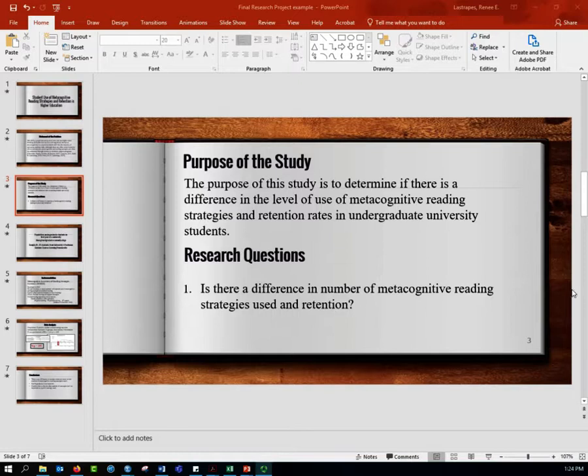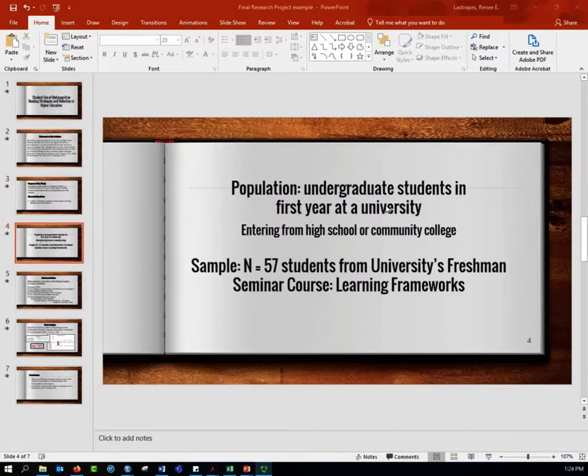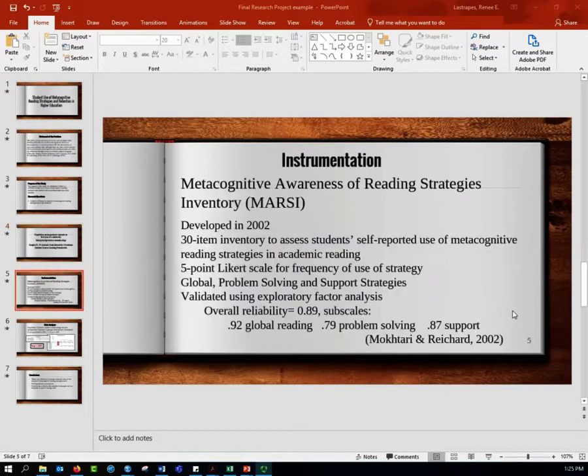And here it would be metacognitive reading strategies. So the population is undergraduate students in the first year at university, entering from high school or community college. Those are the population to which I want to generalize my findings back to. And then my sample are 57 students from a university's freshman seminar course called Learning Frameworks.